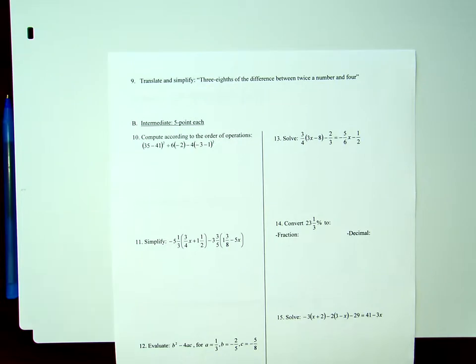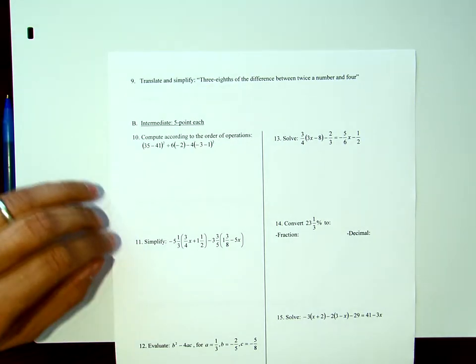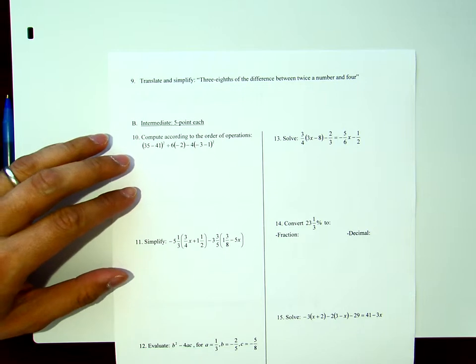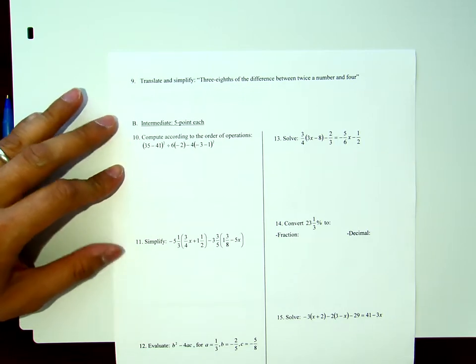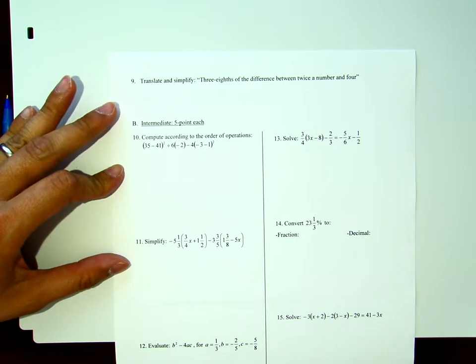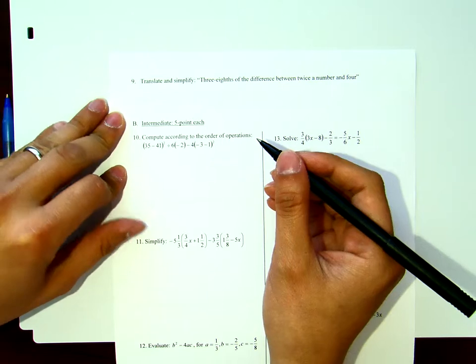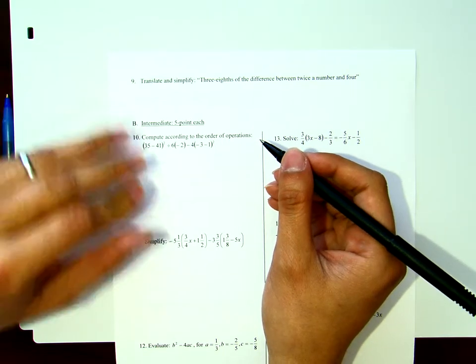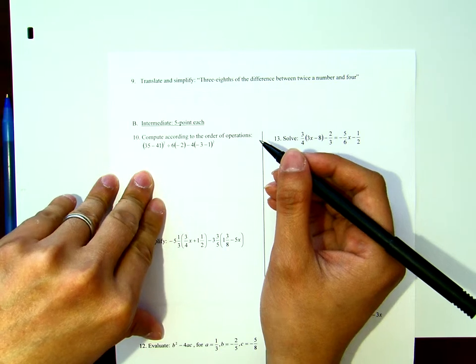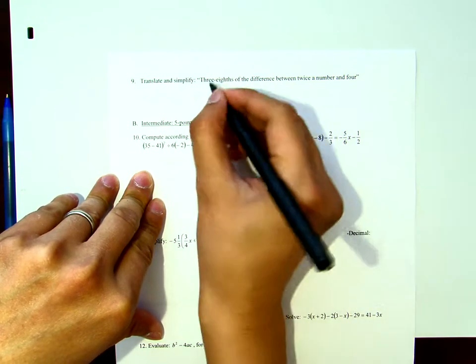We will now work on Spring 2012 Test 1, number 9 and 10 and 11 and maybe 12. Okay, let's see. Number 9, translate and simplify 3/8 of the difference between twice a number and 4.